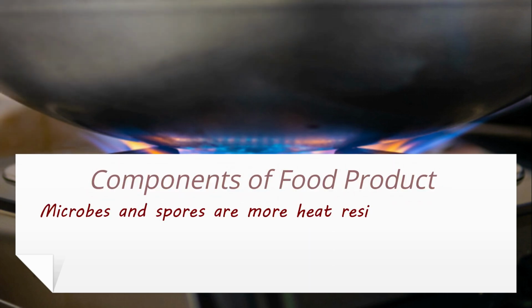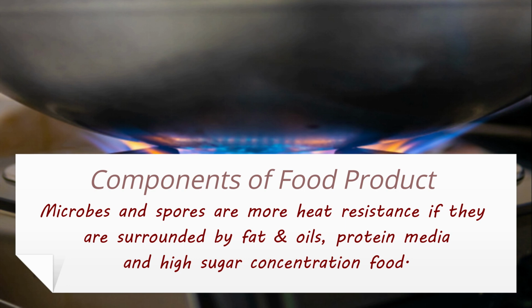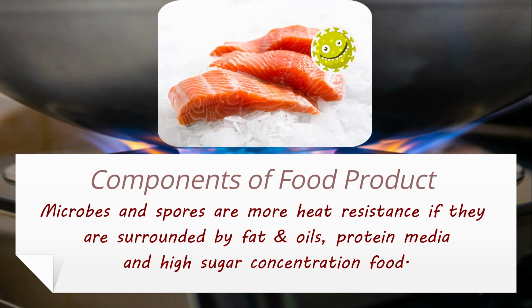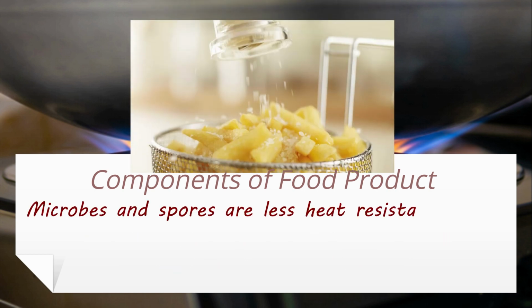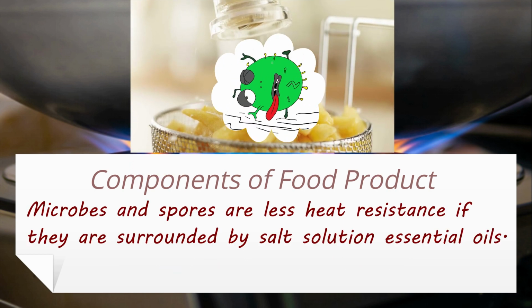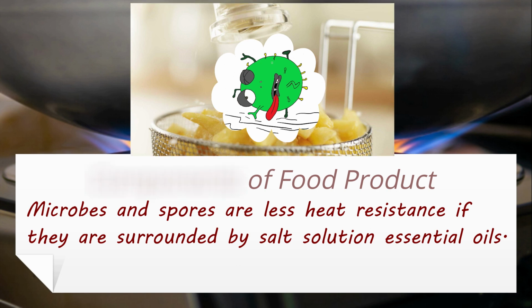The second factor is component of food product. Microbes and spores are more heat resistant if they are surrounded by fat and oils, protein media, and high sugar concentration. Microbes and spores are least heat resistant if they are surrounded by salt solution and essential oil.